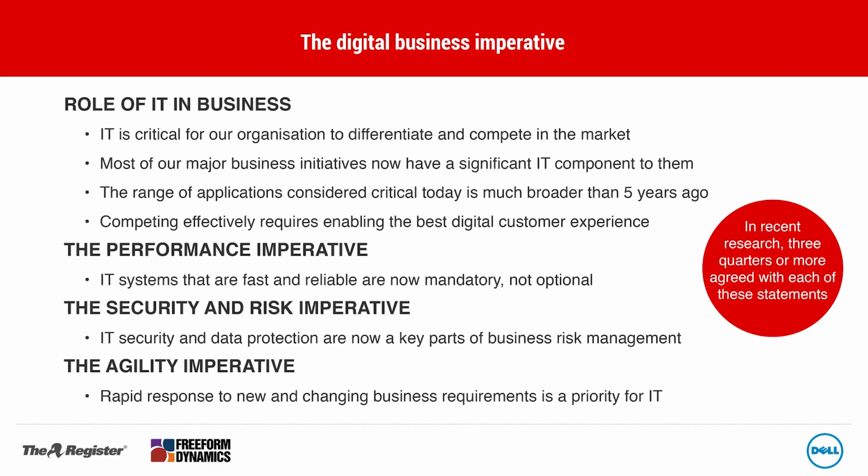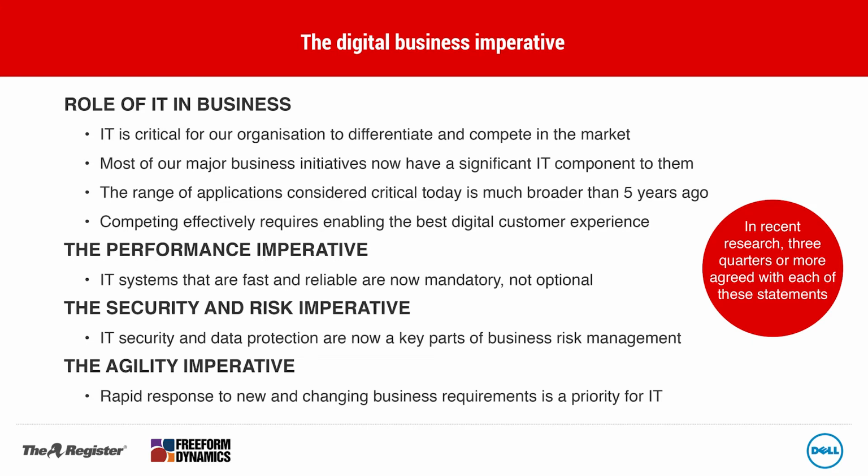And even if it is available, does it perform so that I can use it? Does it perform well enough so I can use it comfortably? So availability and performance are a pretty big part of the experience side of things. And then those last things there you can see just fall out of this. So IT systems that are fast and reliable are now mandatory, not optional.